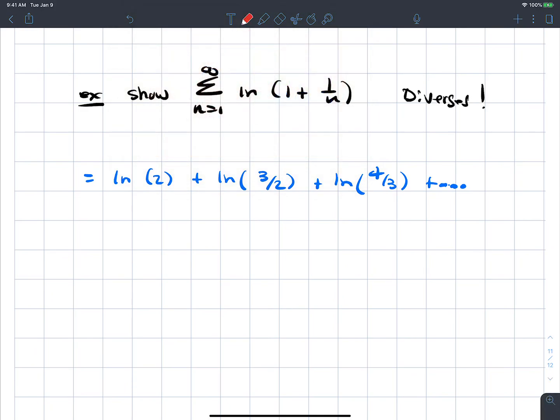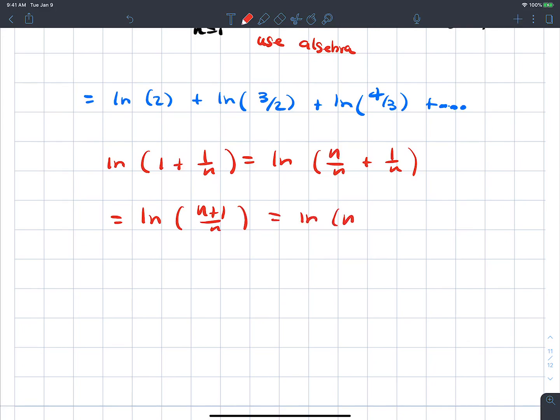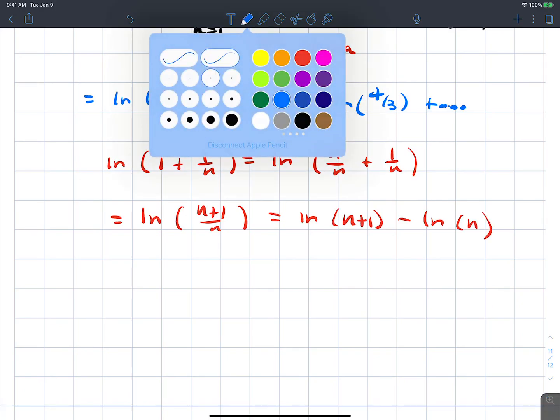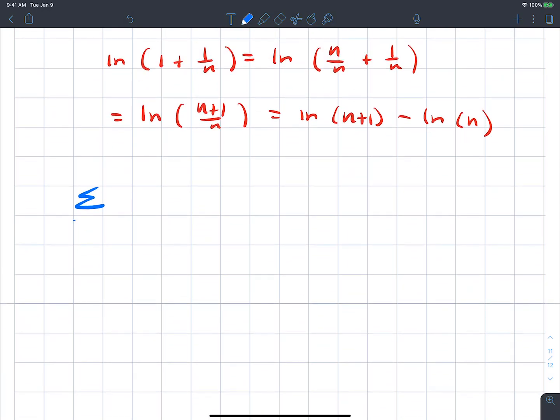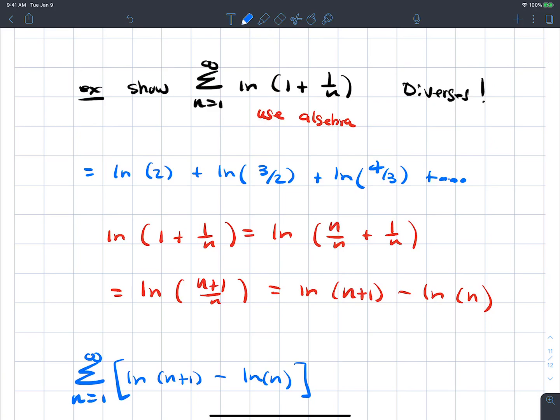Well, I can't use partial fraction decomposition, but I can use algebra. Meaning, the natural log of 1 plus 1 over n is the natural log of n over n plus 1 over n, which is the natural log of n plus 1 over n, which is the natural log of n plus 1 minus the natural log of n. So sure enough, this series is the same: natural log of n plus 1 minus natural log of n. And this is just by using some algebra properties of logs and adding a whole number with a fraction.